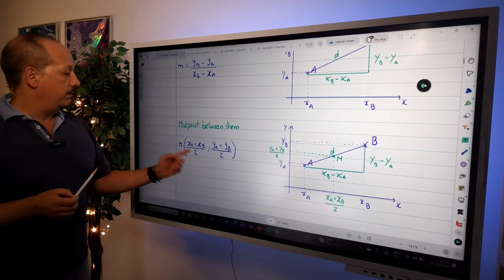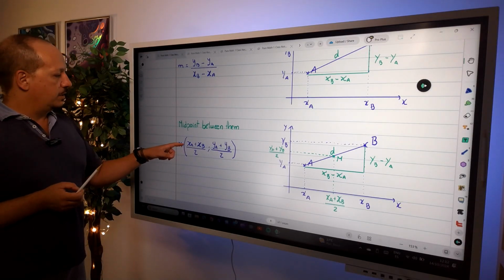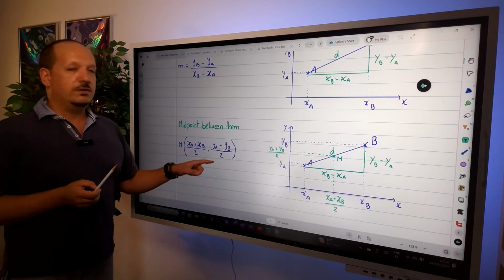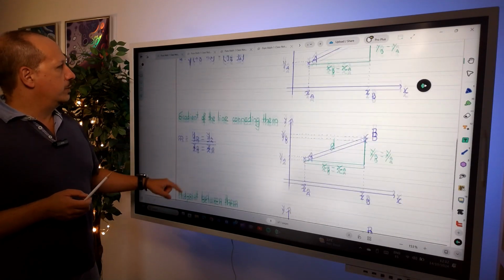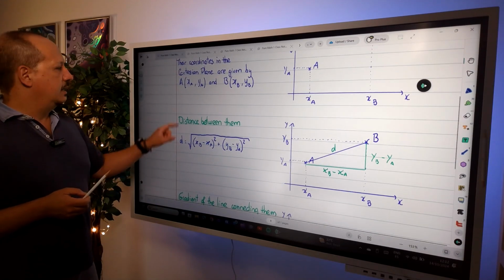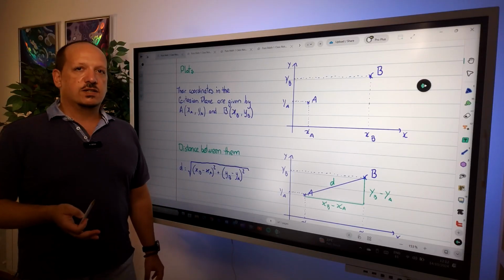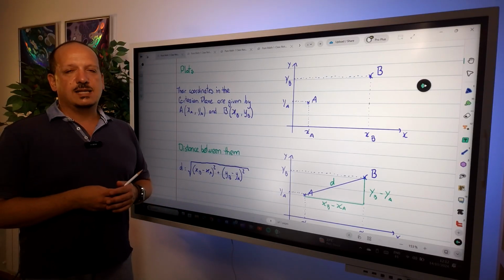So here you have M, usually defined as the midpoint. So you have xa plus xb divided by 2 and ya plus yb divided by 2, the coordinates of the midpoint. And for the first lesson, this is it. It's very simple. You are going to see in the exercises how this can be applied in your exam exercises.